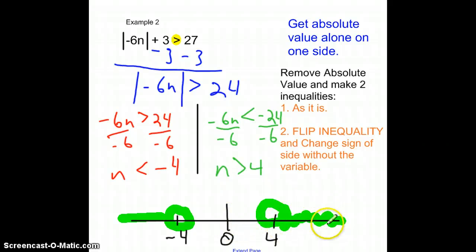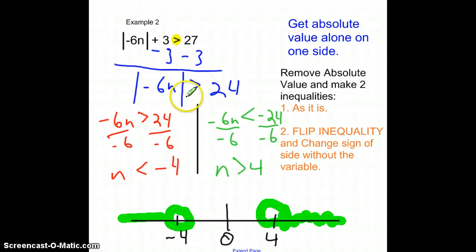If we did something like positive 10 or even 100, think about 100. You'd have negative 600 here, but it would become positive 600 when you take it out of the absolute value. 600 plus 3, definitely going to be bigger than 27. Okay, so our checks work there. All right, hopefully this is helpful.